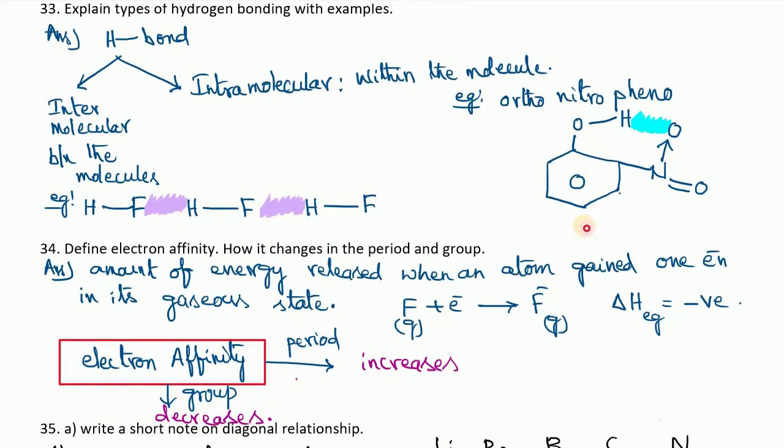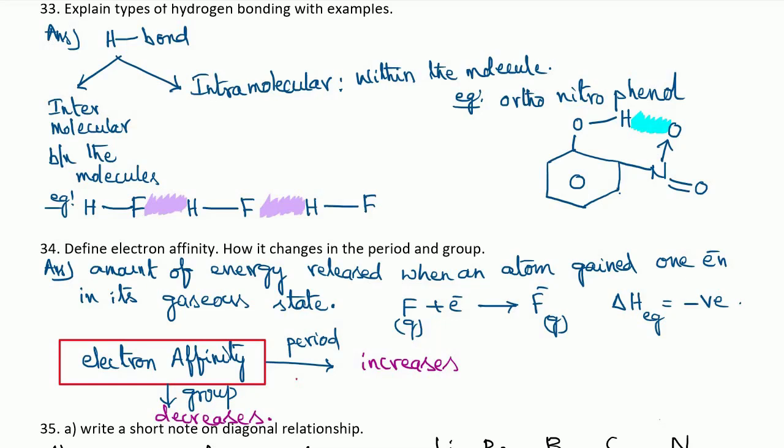Next, explain the types of hydrogen bonding. Hydrogen bonding is of 2 types: intermolecular hydrogen bond and intramolecular hydrogen bond. Intra means within the molecule. Example: orthonitrophenol. The structure of orthonitrophenol is this one.